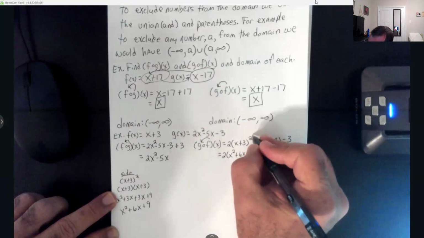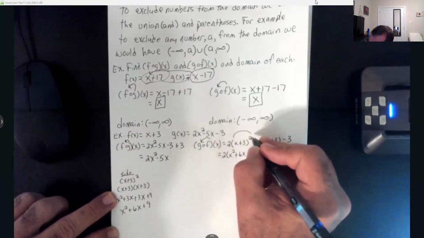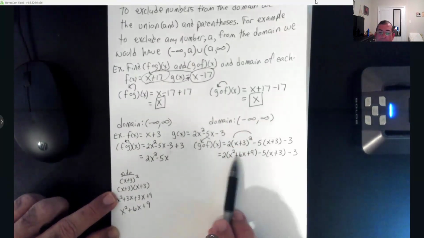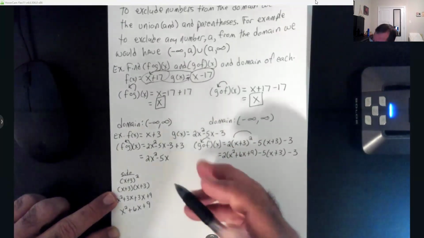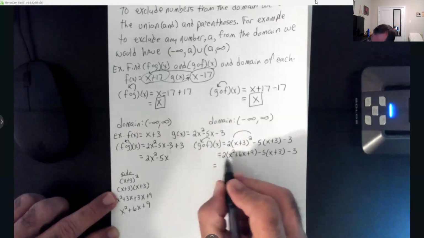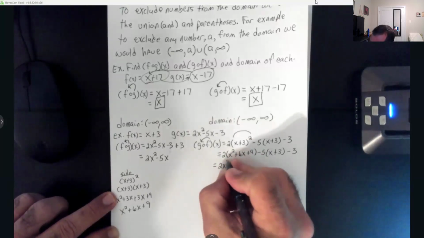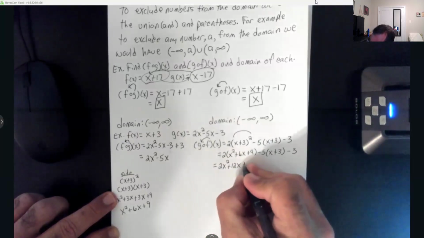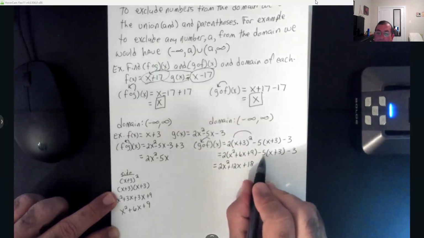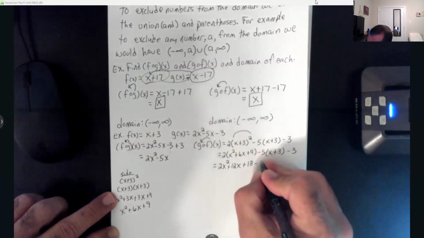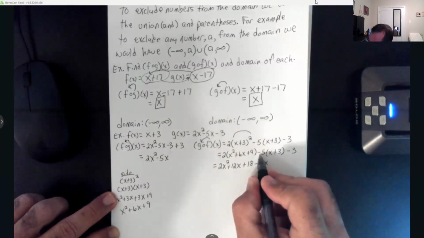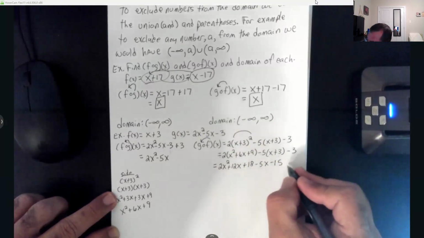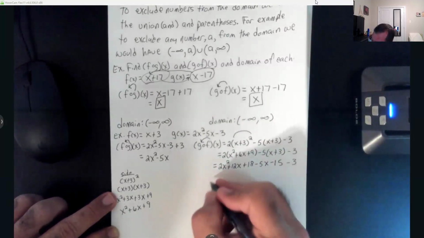Okay, so we just sort of work this part first. So now I'll get rid of both these parentheses by distributing the numbers in front of them. So you should get a 2x squared, what's that, a 12x plus an 18. And then I'll distribute negative 5 times x is negative 5x. Negative 5 times 3 is negative 15. And then at the end is a minus 3.